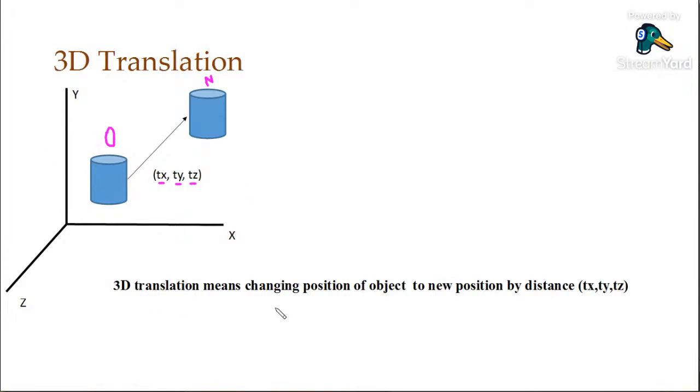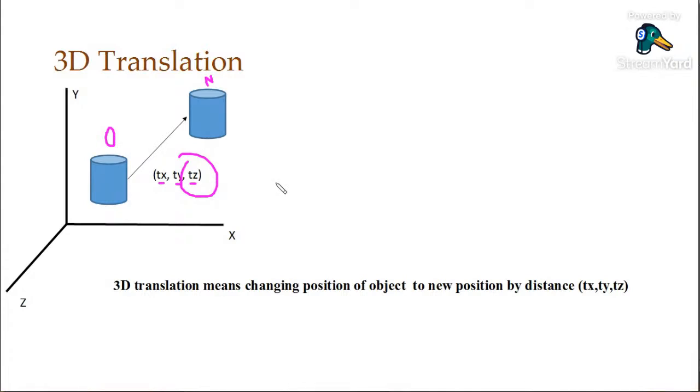So what does 3D translation mean? It is nothing but changing the position of the object to a new position by some distance. What distance? Tx, ty, and tz. Now, what is the difference between 2D translation and 3D translation? There is one more parameter coming into the picture, that is tz.